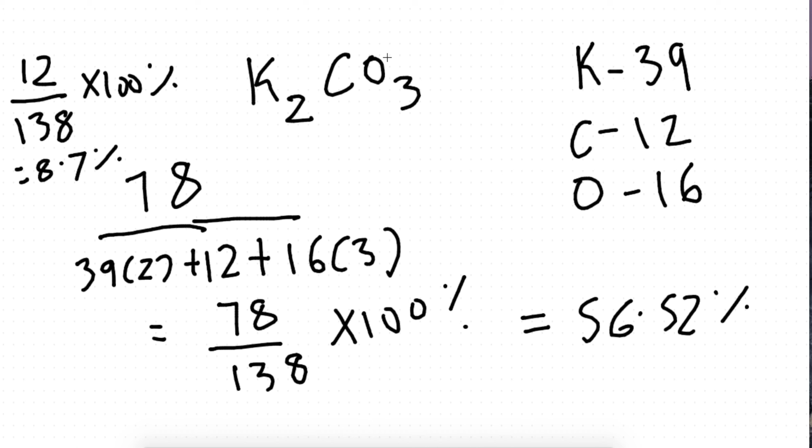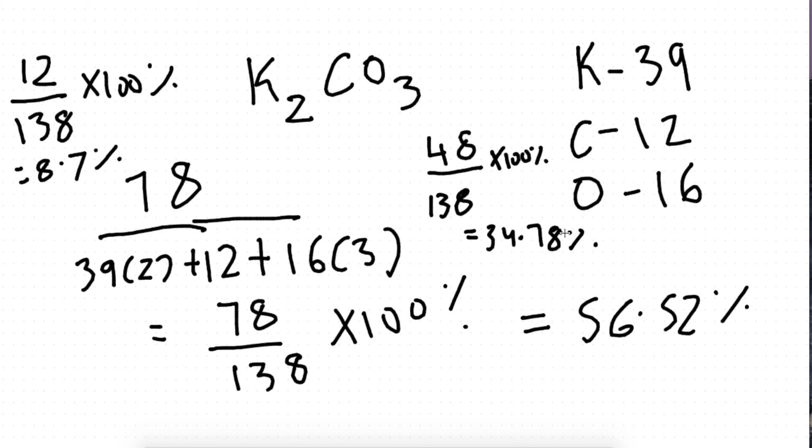What about for oxygen? Oxygen is 16 times 3, 48. So 48 over 138, which is the total, times 100%, which equals 34.78%. So you get the idea, right, students? Very easy, very easy. So we're done with empirical formula.